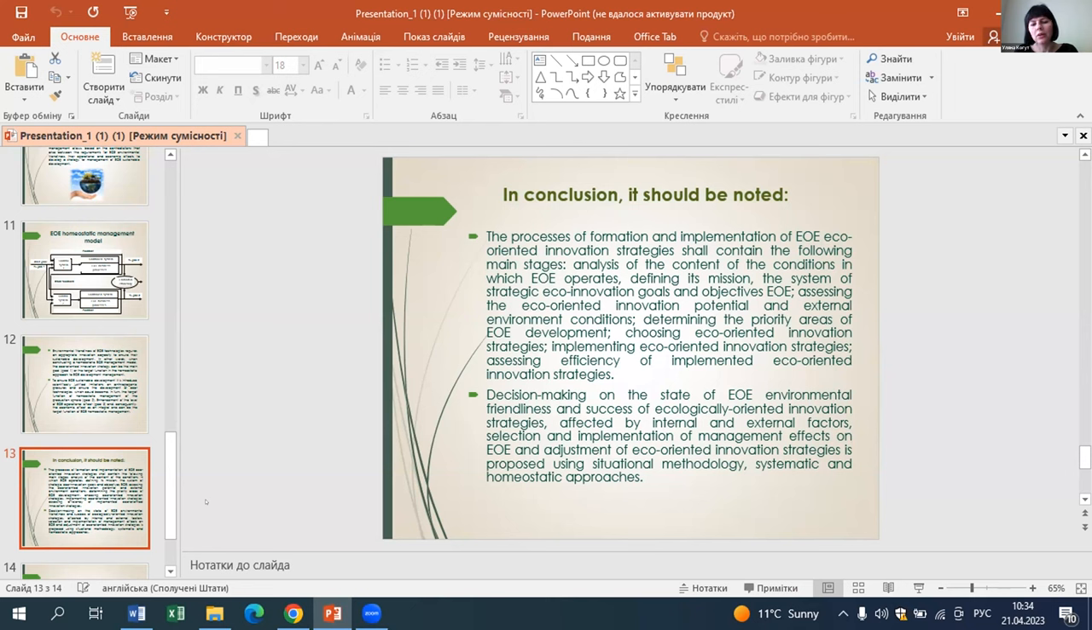Decision making on the state of EOE environmental friendliness and success of ecologically oriented innovation strategies affected by internal and external factors, selection and implementation of management effects on eco-oriented enterprises and adjustment of eco-oriented innovation strategies is proposed using situational methodology, systematic and homeostatic approaches.